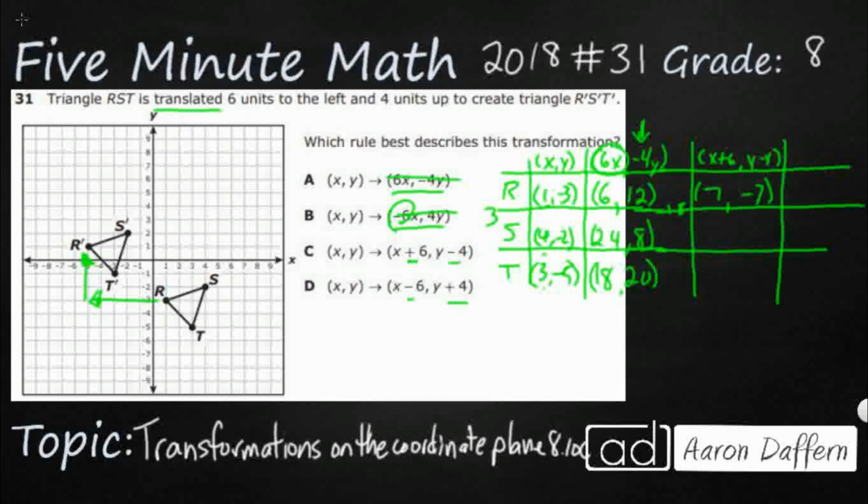Nope, that's not looking very good, because it's not positive 7. I should be adding 6. I should be subtracting 6. Should be going to the other side. So let's try that one. x minus 6, y plus 4. So I've got 1 minus 6 is going to be negative 5. The negative 3 plus 4 is going to be positive 1. Negative 5, 1. Yep, that's good, because I did a subtract 6. That's to the left. Positive 4, that's up. My answer is D.